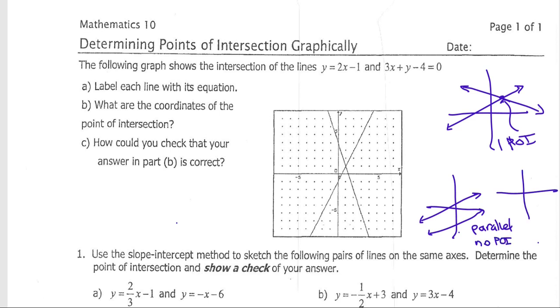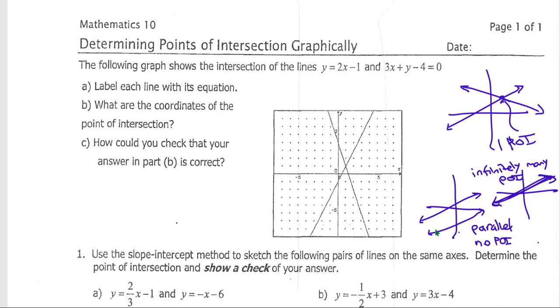And the other option is that you could have two lines that sit on the grid at the same time that are exactly one on top of the other. So they're really the same line. And that we say has infinitely many points of intersection. Infinitely many POI, because they are the same line. So you have three options: one point of intersection, no points of intersection, or infinitely many points of intersection.